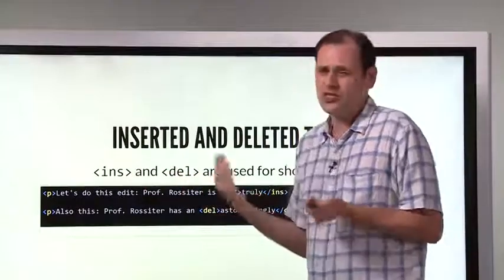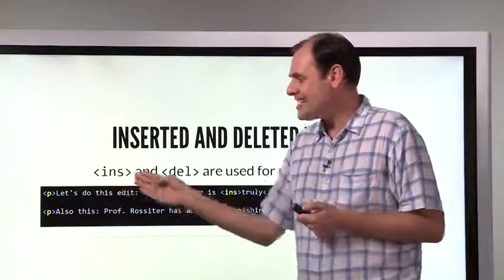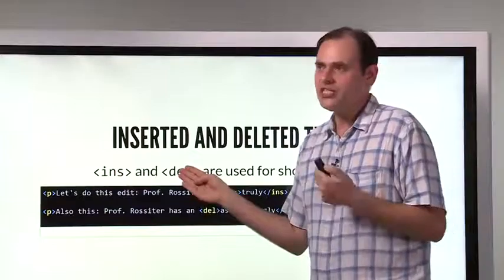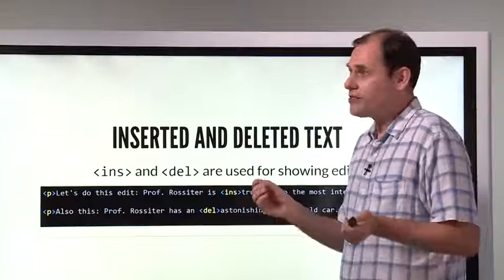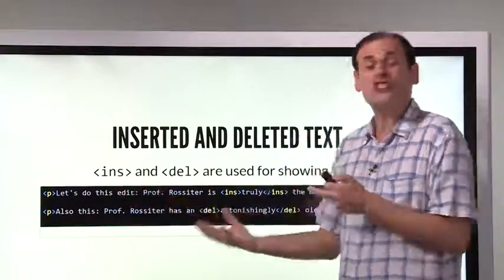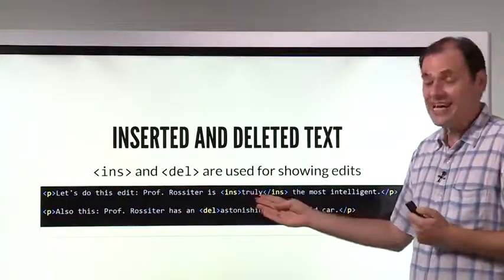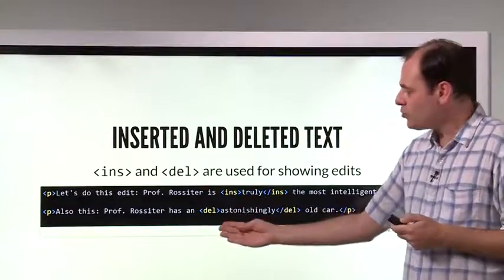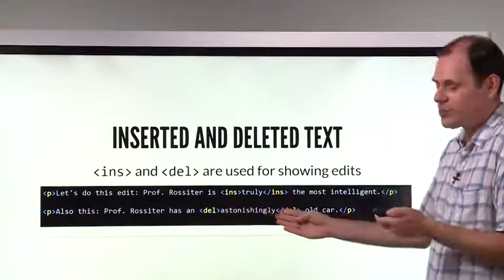Well, there are a couple of things which personally I haven't really found a strong use for: inserted text and deleted text, ins and del. The idea is that maybe you share documents through a web page and you want to show that somebody else has deleted something or added something, like you're sharing the document. So with ins, the word truly has been inserted. That is the message you're showing in the browser. And also with del, this word has been deleted. That's the message you're showing in the browser.